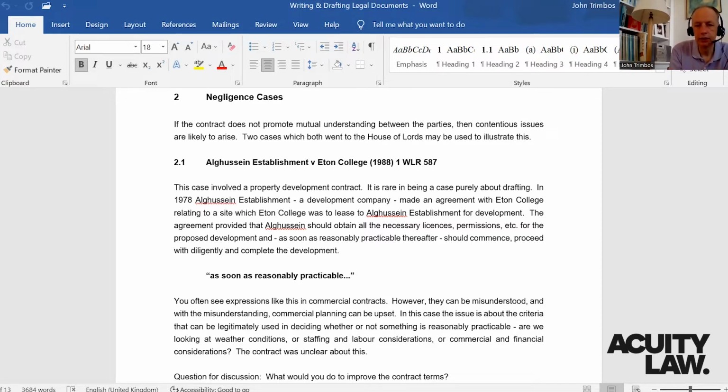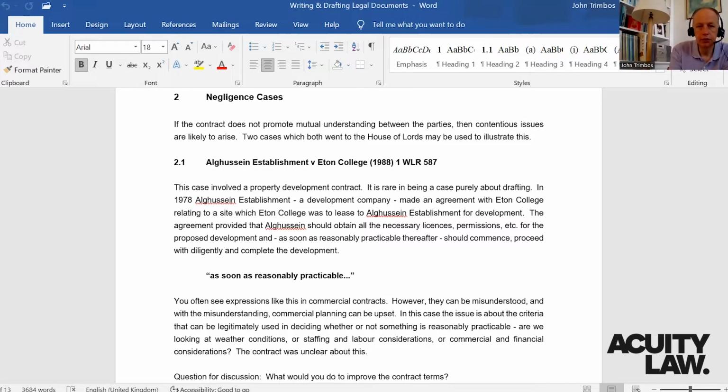Don't have any elegant variations of language. Use ruthlessly consistent vocabulary and so on. And if you apply all of these guidelines very strictly, then it keeps you on the straight and narrow, and it will give you a good, clear piece of drafting.